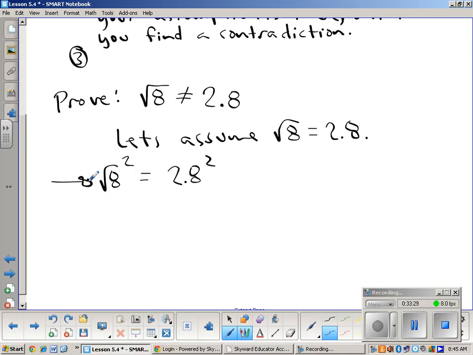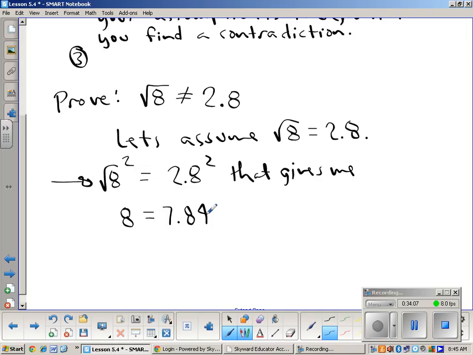And so that gives me square root of 8 squared. Square root of 8 times square root of 8 is square root of 64, which is 8, is equal to what? So I need your calculator now. What's 2.8 squared? 7.84. Oh, wait a minute. Is 8 equal to 7.84? Close, but is it equal?